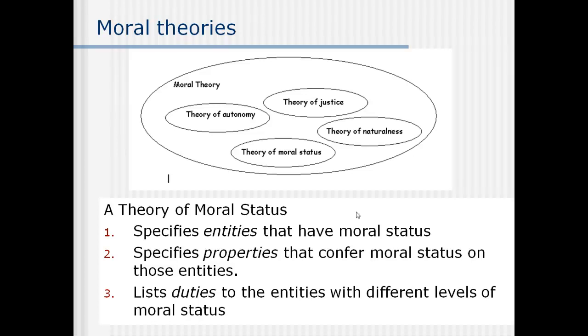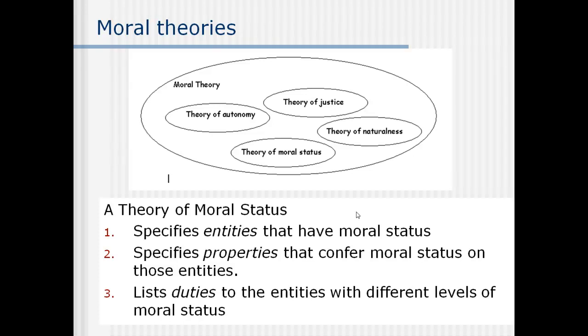The idea of moral status plays a particular role in moral theory. You can develop a theory of moral status, and this would be a smaller part of your moral theory in general. So you can imagine that you have a big moral theory that covers all sorts of moral topics, like autonomy and justice and naturalness. One topic it would cover would be moral status, and it would do that by having a separate theory, a sub-theory, that would be your theory of moral status.